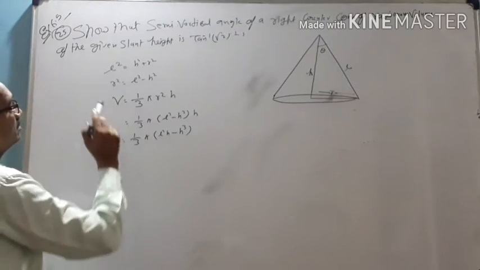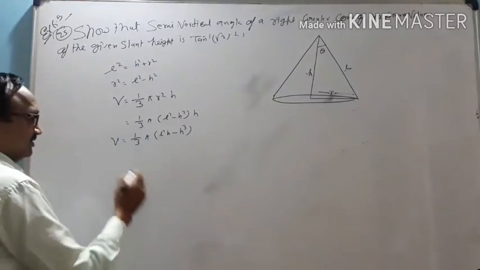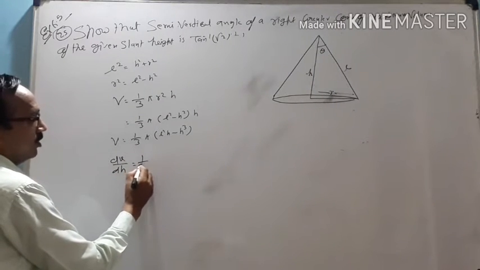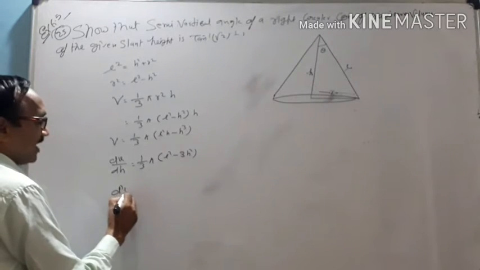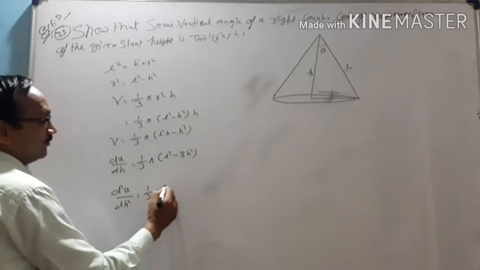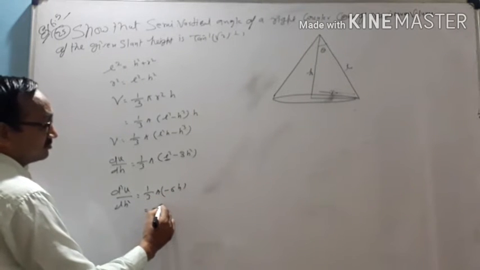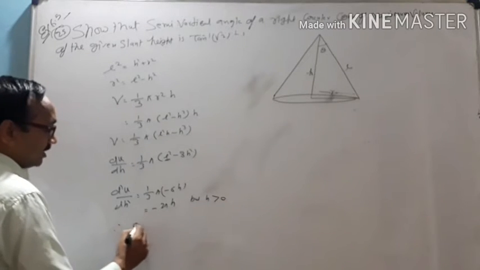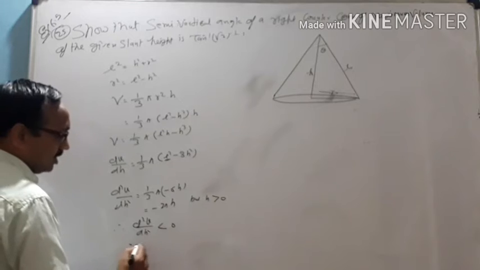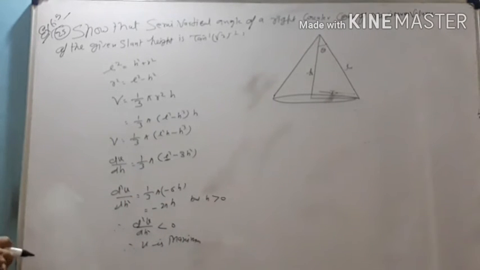For maximum volume, we differentiate this function with respect to its height. So dV upon dh equals 1 upon 3 pi (l square minus 3h square). Now again differentiate: d square V upon dh square is 1 upon 3 pi into (0 minus 6h), or minus 2 pi h. But h is always greater than 0, that means d square V upon dh square is less than 0, that means V is maximum. Because the second derivative is negative, the cone has maximum volume.